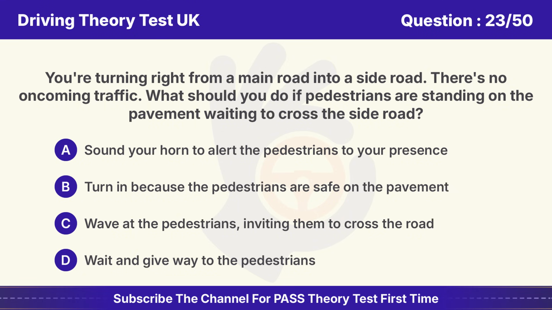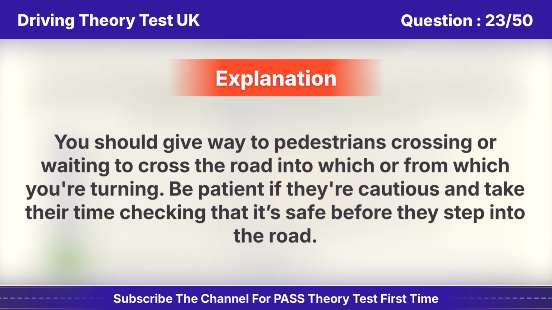Question 23. You're turning right from a main road into a side road. There's no oncoming traffic. What should you do if pedestrians are standing on the pavement waiting to cross the side road? Answer is D. Wait and give way to the pedestrians. You should give way to pedestrians crossing or waiting to cross the road into which or from which you're turning. Be patient if they're cautious and take their time checking that it's safe before they step into the road.